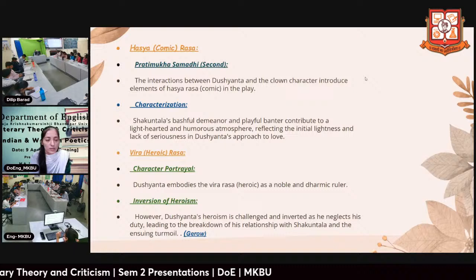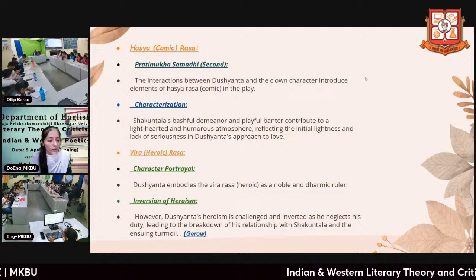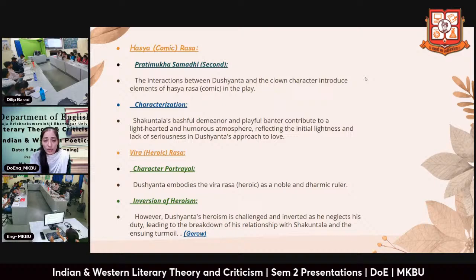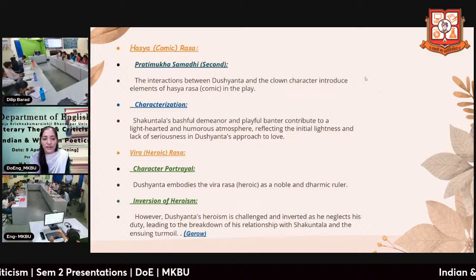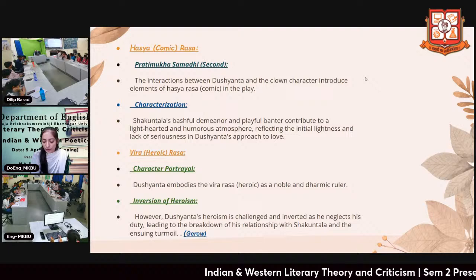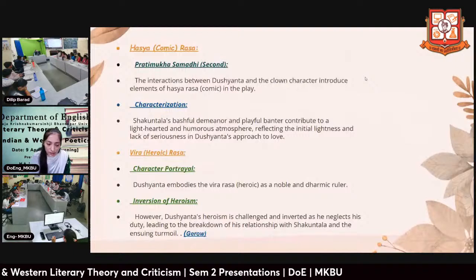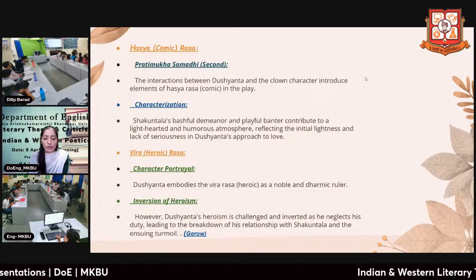Vira, or heroic rasa. We can find Dushyant in the first act, when a bee tries to gaze around Shakuntala, at that time he appears as a brave soldier, and we can find a little appearance of Vira rasa. This is also taken from Edwin Drew's article. Heroism is a code, and we can find this type of heroism in Yuddha Varanan also.